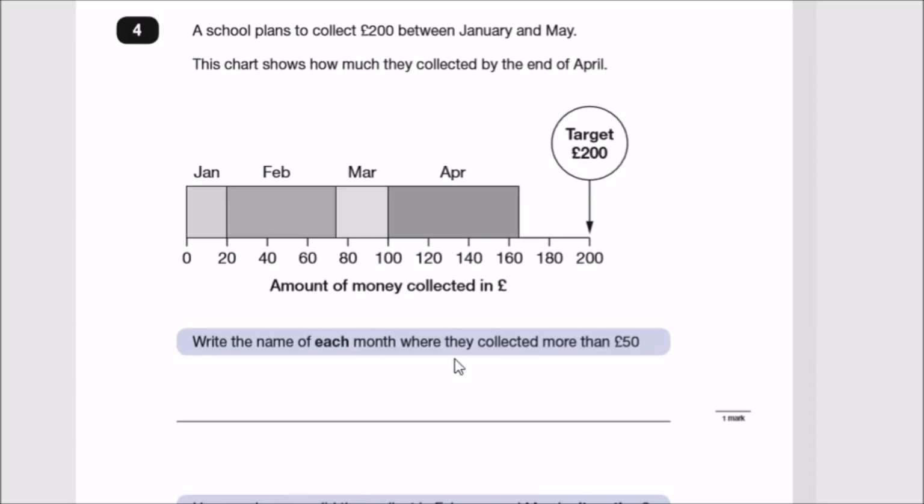Write the name of each month where they collected more than £50. So here, let's just say it was £20. So here, what is it? This seems like it's just after 70. So 70 minus 20 is 50. So this is a bit more than 50. So we can write £50 plus. So firstly, Feb was the first one. March, well, that's obviously small. April looks bigger than February. It starts at 100 and goes up to over 160. So this is of course more than £60. So we can say April too.